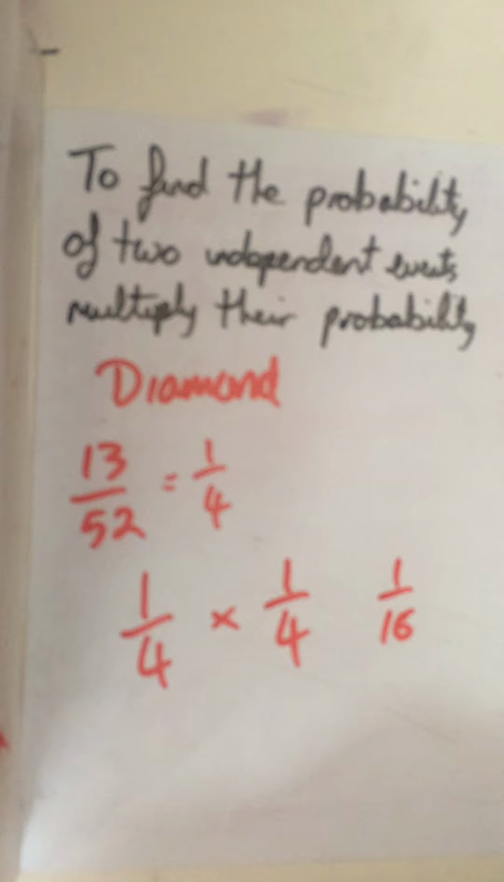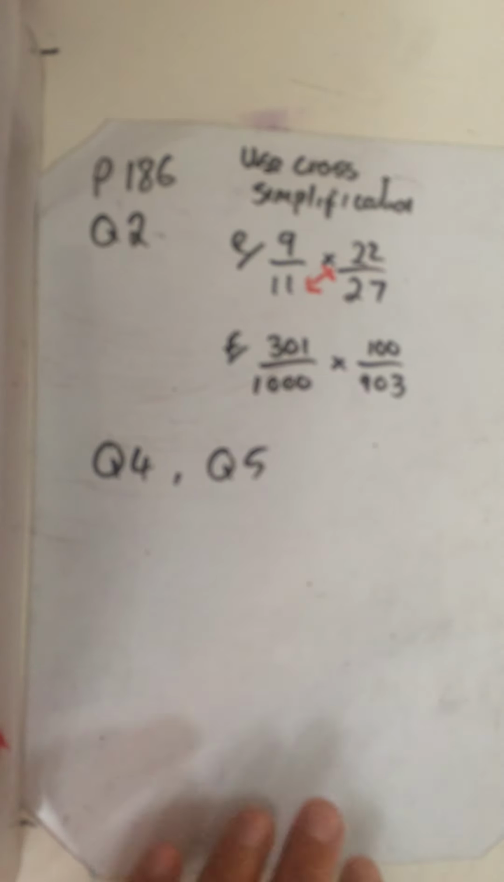Right, just have a go at some of the early questions in the textbook. They're pretty straightforward, so it shouldn't take you too long, and then we'll move on to the tree diagrams. So on page 186, could you do question number 2?